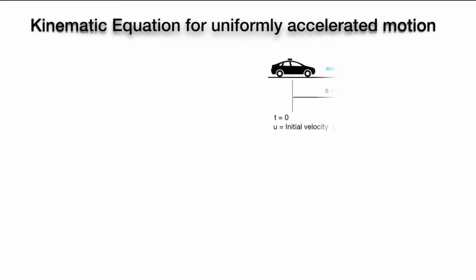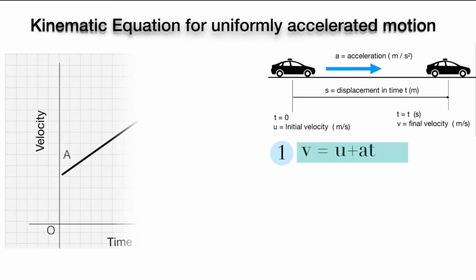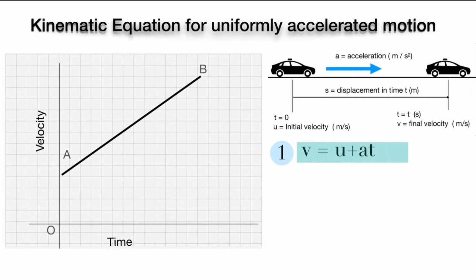Now let's take the first equation. For that, here is the car motion and we have equation number 1, and the velocity time graph for this car motion is presented by this graph. Here, at t equal to 0, the velocity is u, the initial velocity. Then at time t, the velocity is v, which is point B. We know that the slope of the velocity time graph gives you acceleration a. So how can we find the slope of this graph?